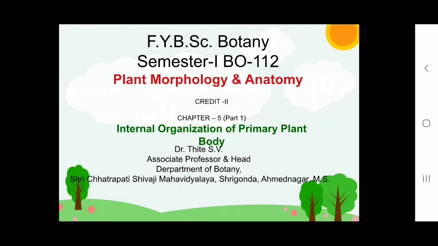Cuticle is present on both sides of the epidermis. Stomata are observed on both the surfaces, but they are numerous on the lower epidermis. The guard cells contain chloroplasts, which help in closing and opening of stomata. If the stomata are present only on the lower epidermis, then the leaf is said to be hypostomatic. Whereas when stomata are present on the upper epidermis, the leaf is known as epistomatic.